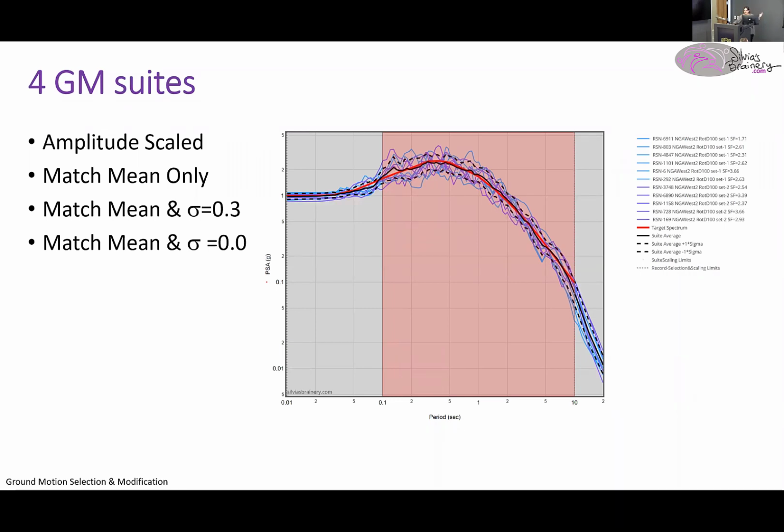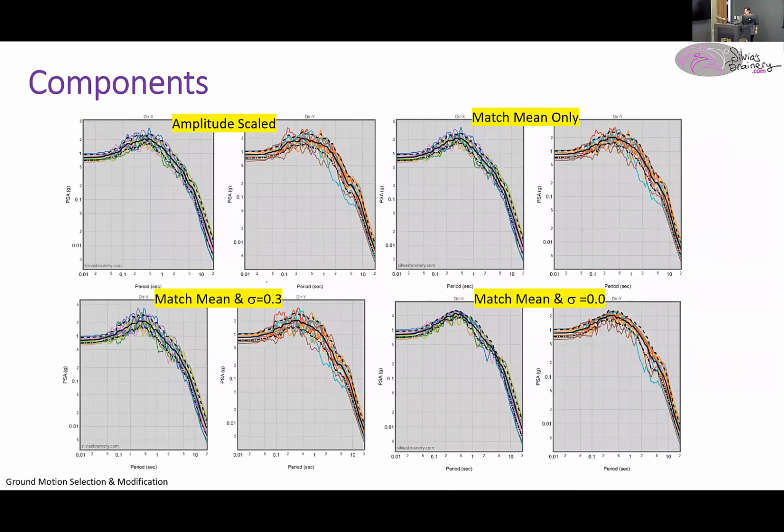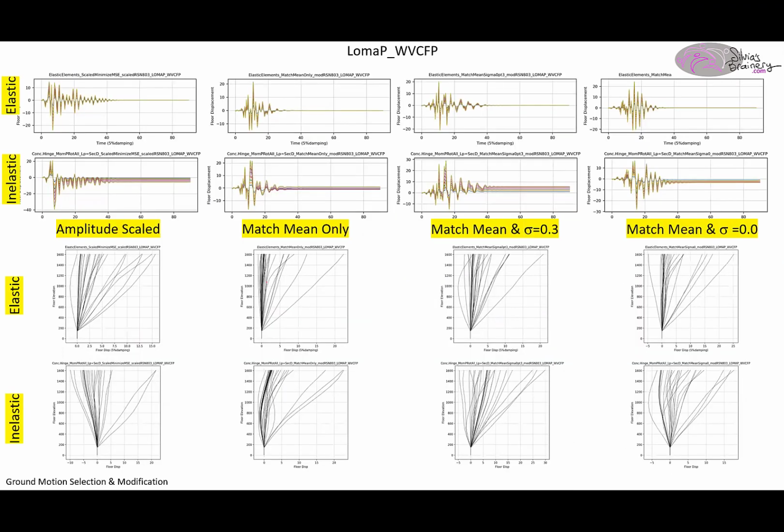Amplitude scaled, match only the mean, therefore keep a variability, 30% and 0% variability. These are what the ground motions look like, just to give you a summary, to be didactic here, but I've shown you these already. There's variability in all the components, so that's a cool thing. And I'm plotting, just trying to see if I could see a pattern, if I could see something.